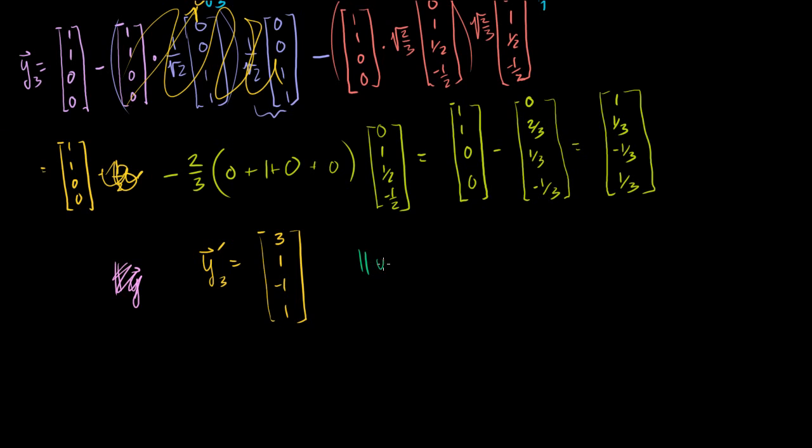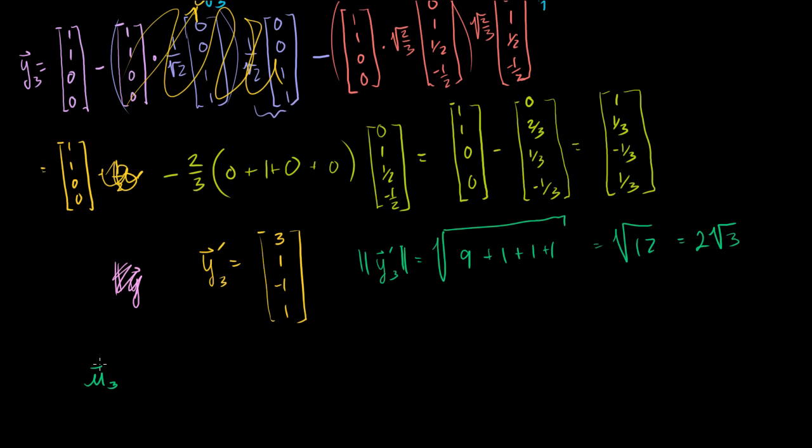So the length of y3 prime that I just defined is equal to the square root of 3 squared, which is 9, plus 1 squared, plus minus 1 squared, plus 1 squared, which is equal to the square root of 12. That's 2 square roots of 3, right? Square root of 4 times square root of 3 is 2 square roots of 3. So now I can define u3 as y3 prime times 1 over its length. So it's equal to 1 over 2 square roots of 3 times the vector 3, 1, minus 1, and 1.